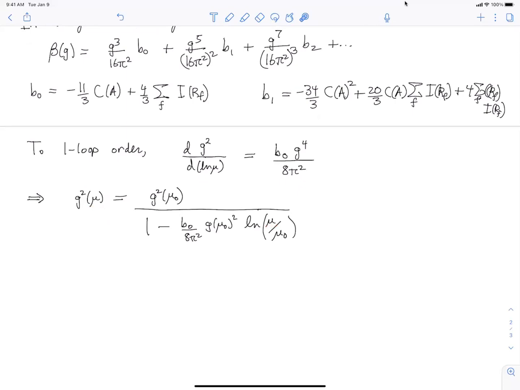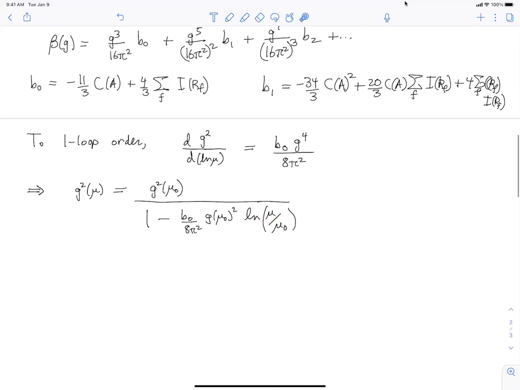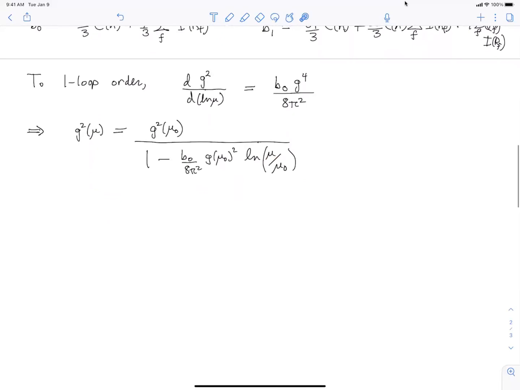Okay, and you should choose mu to be whatever it is for the experiment that you're doing. What's the appropriate mass scale? So let's see how this works for QCD. This was the Gross-Wilczek-Politzer Nobel Prize. For QCD, which has gauge group SU(3) color, remember the Casimir of the adjoint for SU(3) is 3.